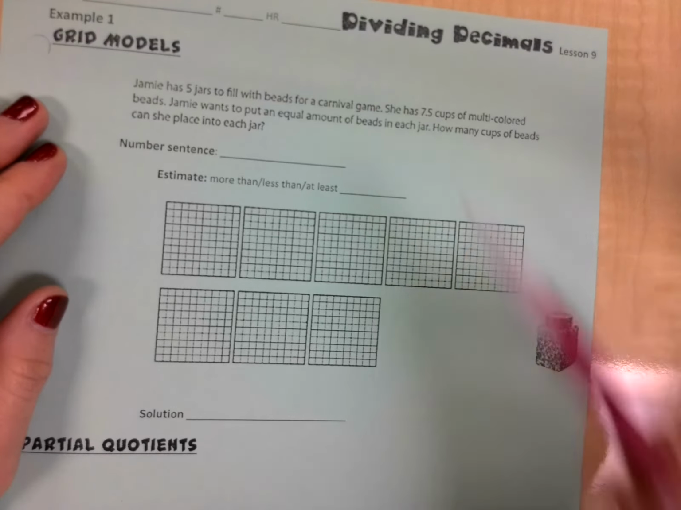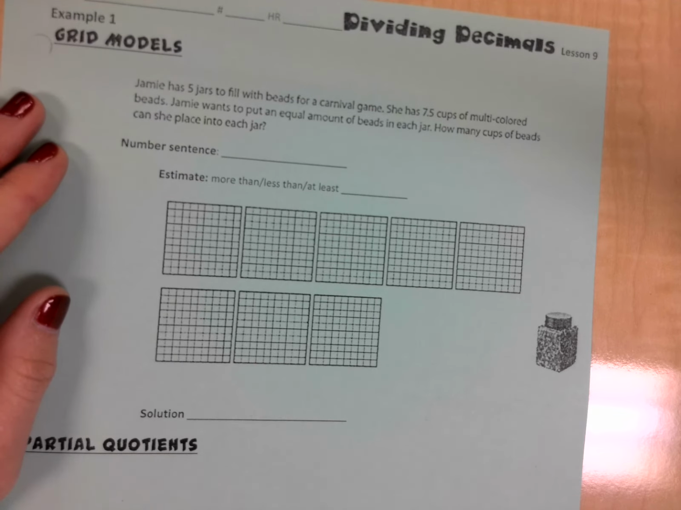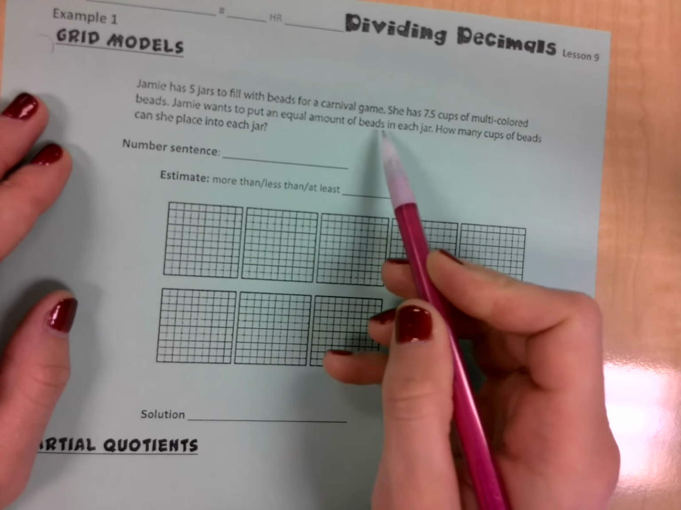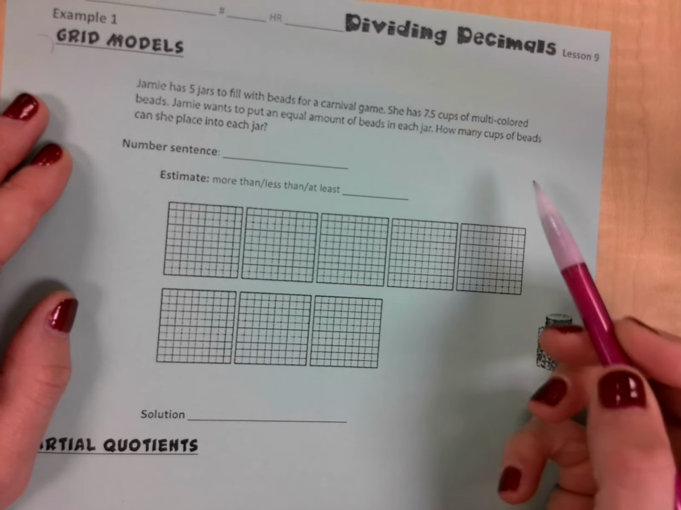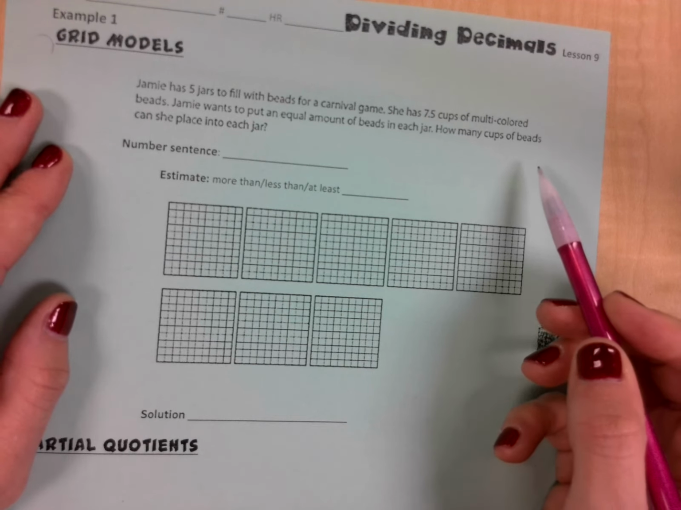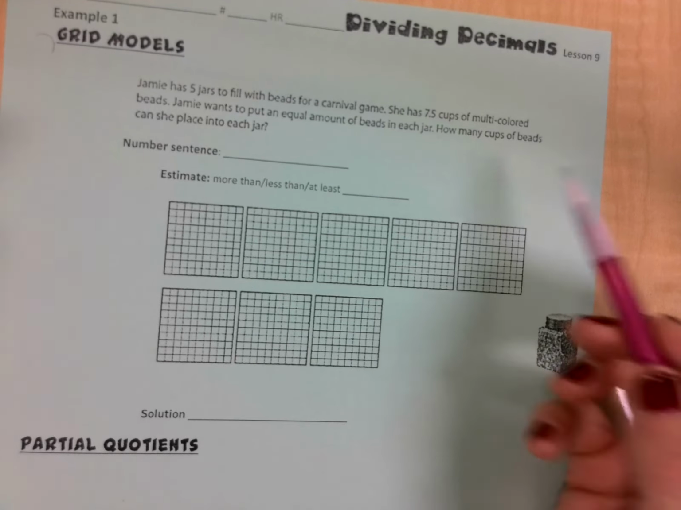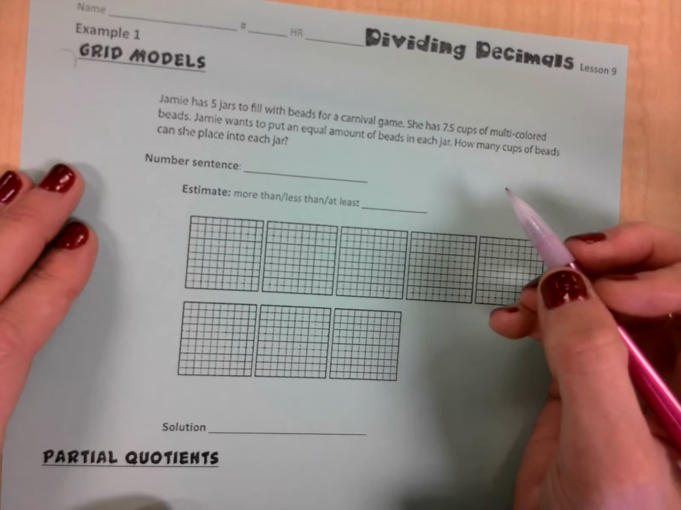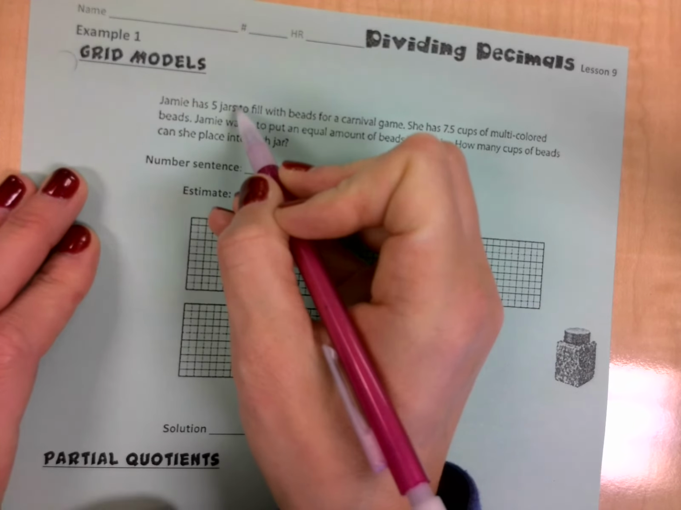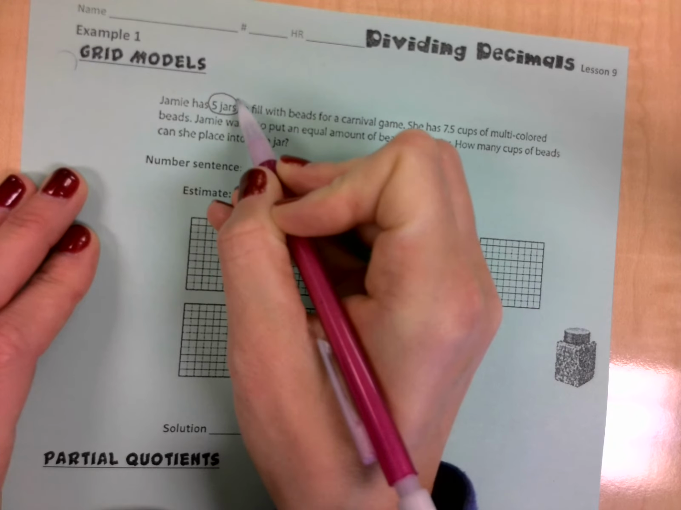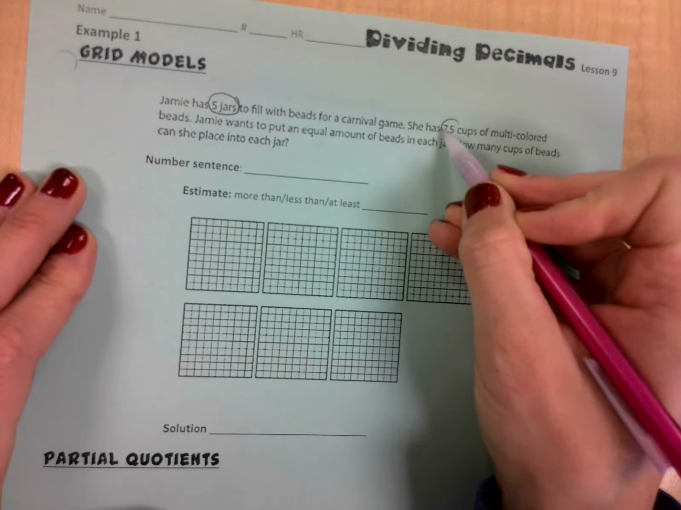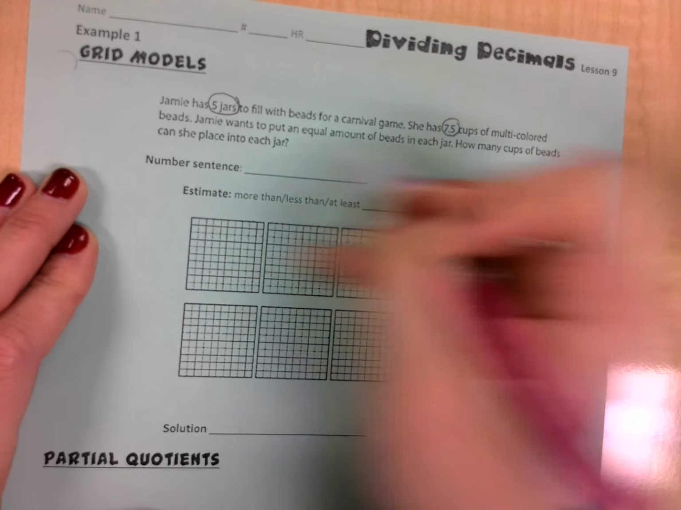She has 7 5/10 cups of multicolored beads. Jamie wants to put an equal amount of beads in the jar. How many cups of beads can she place into the jar? The first thing that's important is identifying what is actually being divided. What we know is that we have 5 jars and she has 7 5/10 cups of these beads.